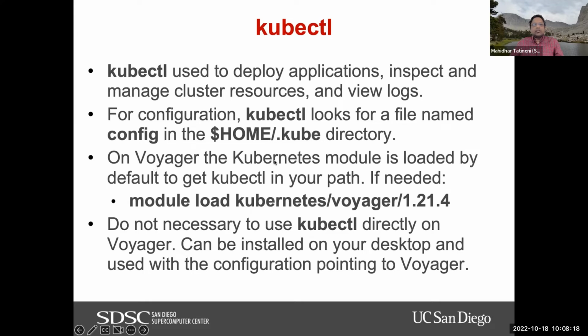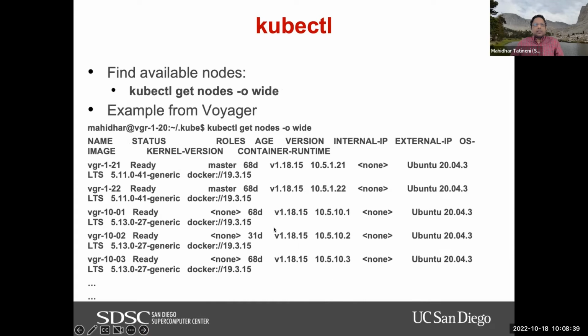And on Voyager, we do have a Kubernetes module that's loaded by default that gives you kubectl. If for some reason you unloaded the module or changed something, you can always reload it using module load Kubernetes. I already showed you this. When I do kubectl get nodes -o wide, it tells you the availability of all the nodes on Voyager, so you can see all the different node types.